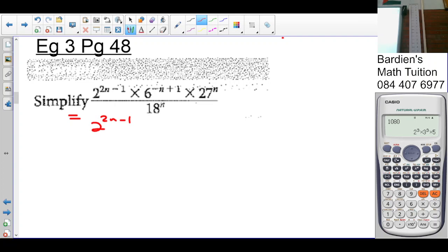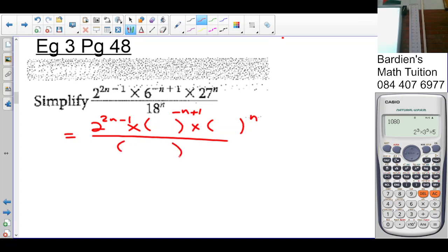Right, break 6 up quickly. Okay, give everybody a chance. Right, 6 can be broken up into what? 2 times 3. Yes. 27 is 3 cubed. You all okay with that?